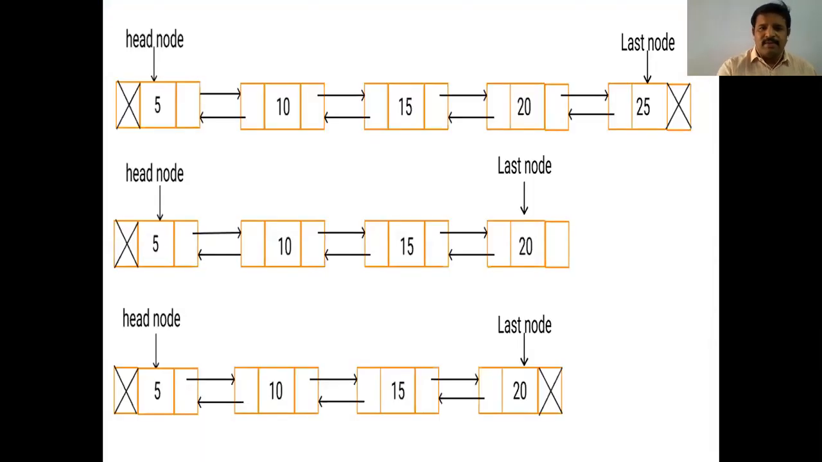We can explain with a diagram. This is the original list which contains 5 elements, 5, 10, 15, 20 and 25. Now we are trying to delete the last node, that is 25.